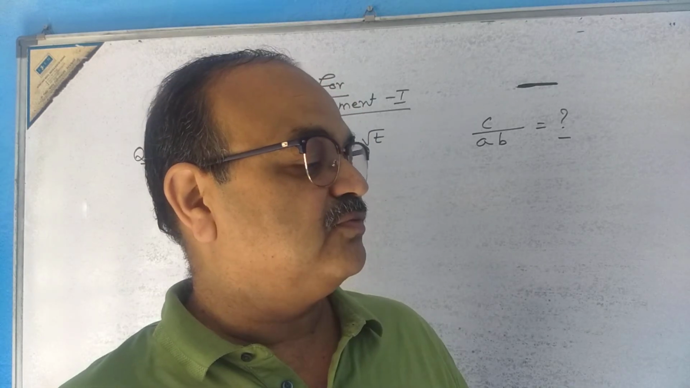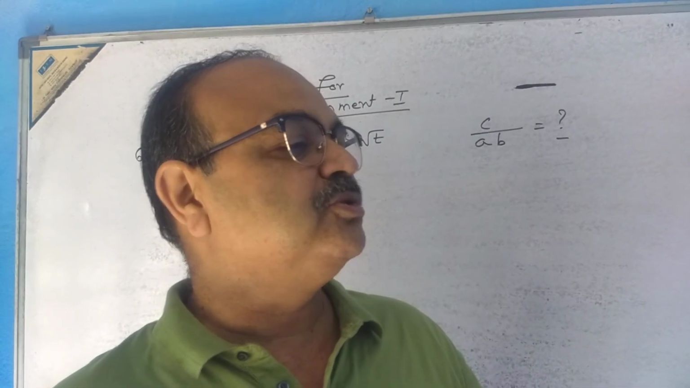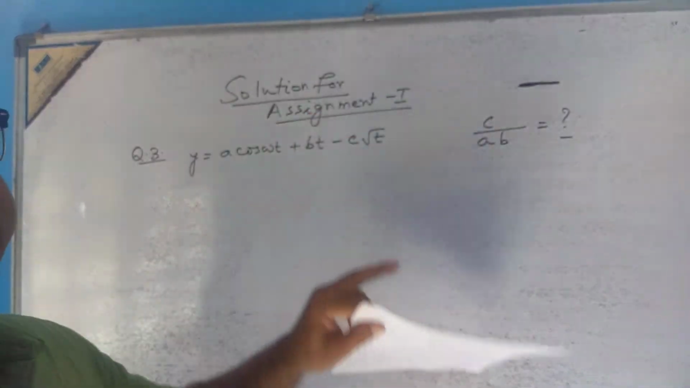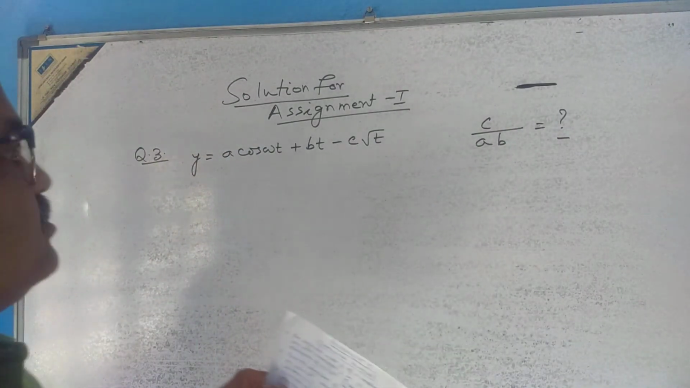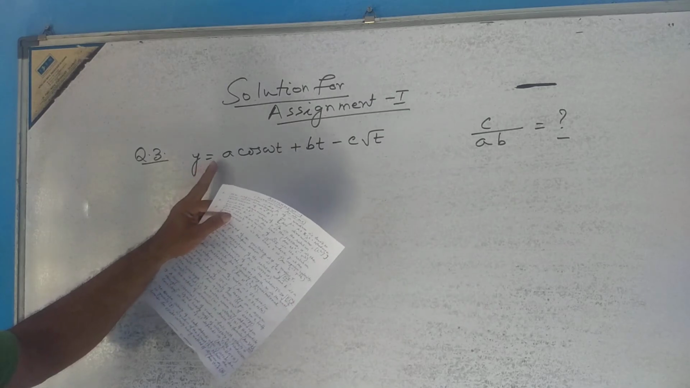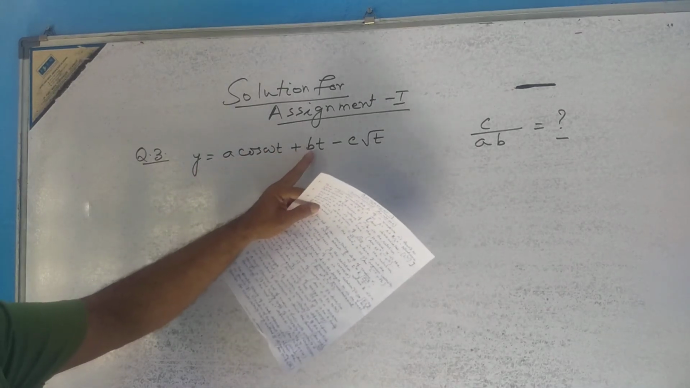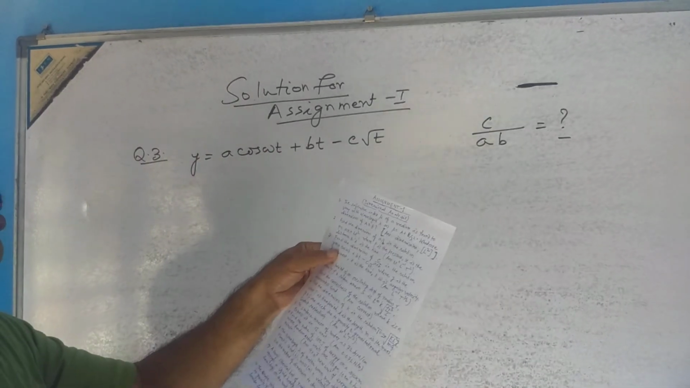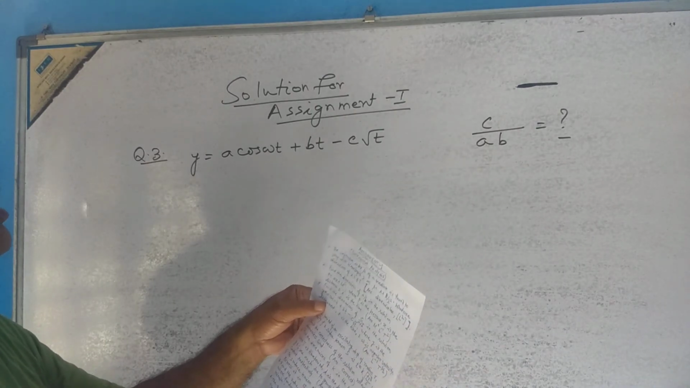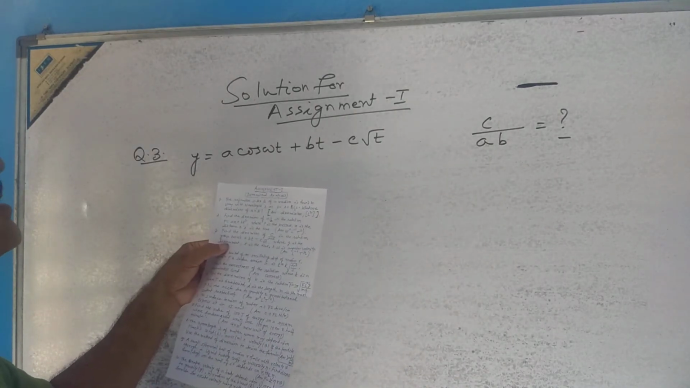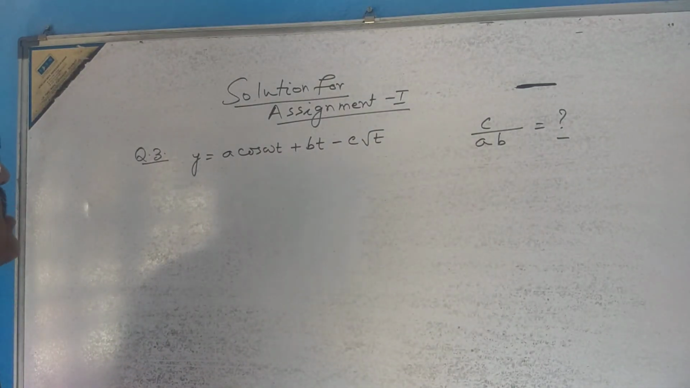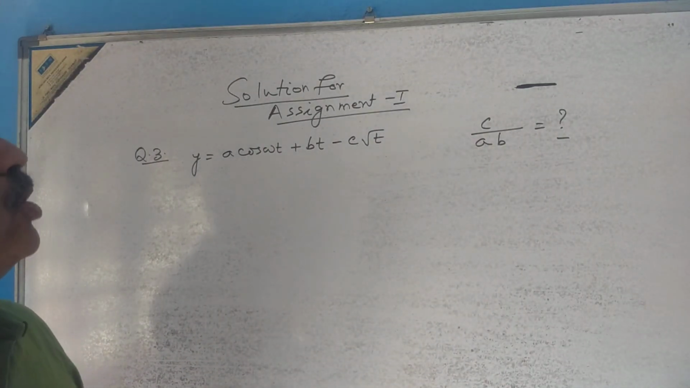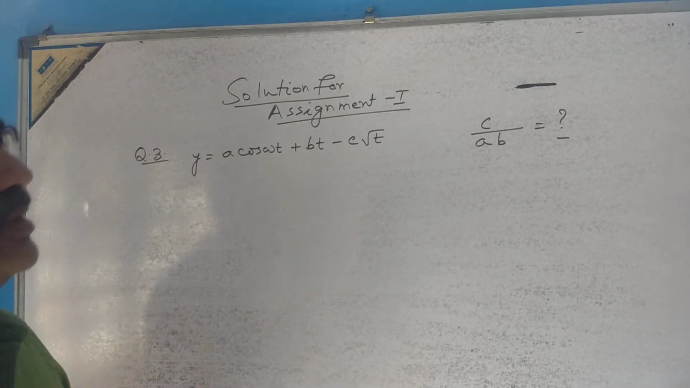First, we want to discuss question number 3 of assignment 1. The expression is y is equal to a cos omega t plus b into t minus c root t. In the question we said y is the displacement, t is the time, and omega is the angular velocity.